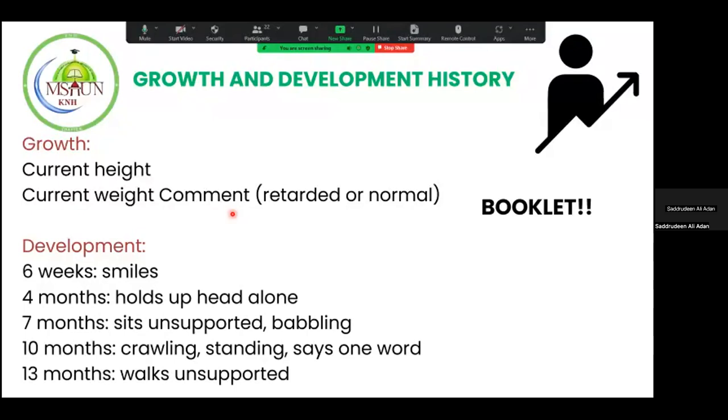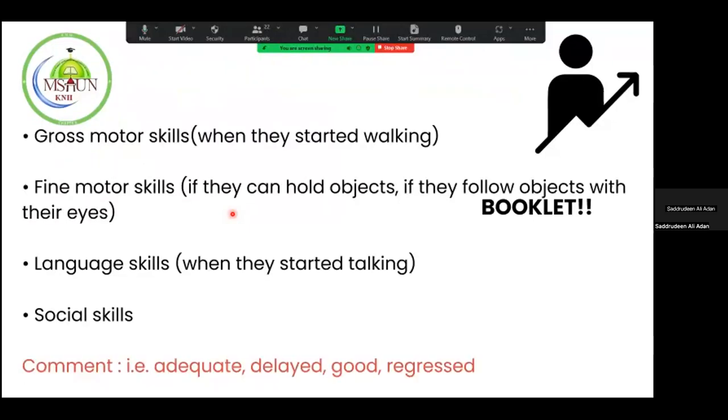So this is kind of detailed. You can say the gross motor skills. Gross motor is when they started walking. Now, this is for older children, maybe over 2 years. You can just ask the mother when they started walking. Fine motor is the fine touch, if they can hold objects precisely with their hand. If you put a peanut down, can they feed themselves? That's fine motor skill. Language skills, when they started talking. Social skills, are they talking well at school with children, etc.